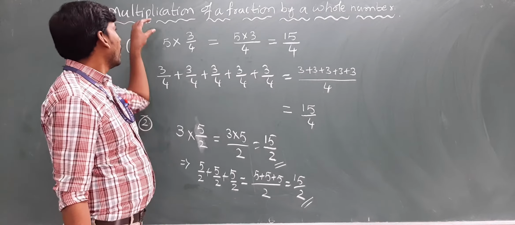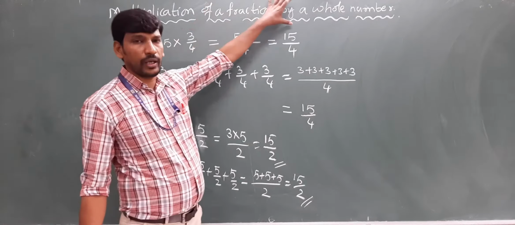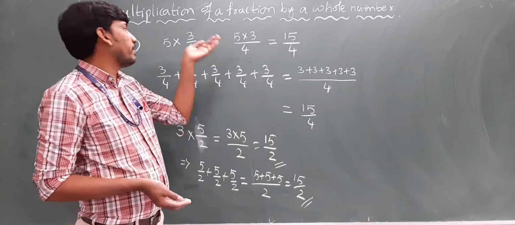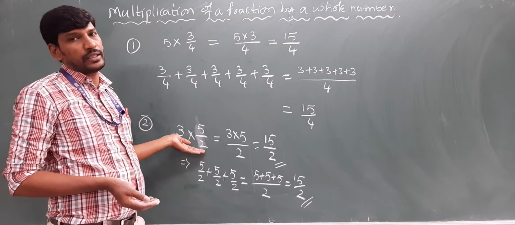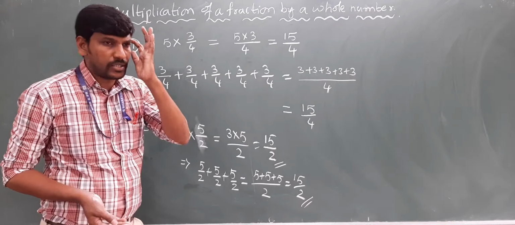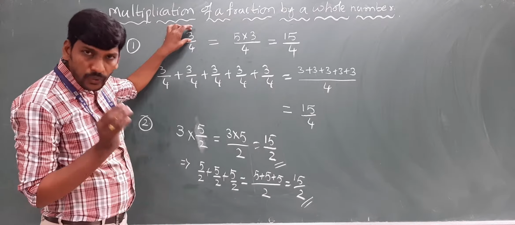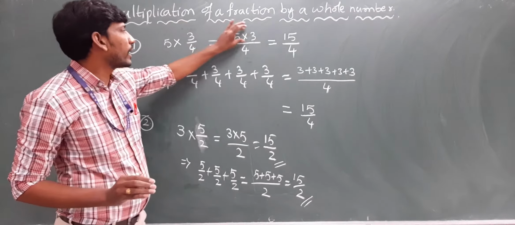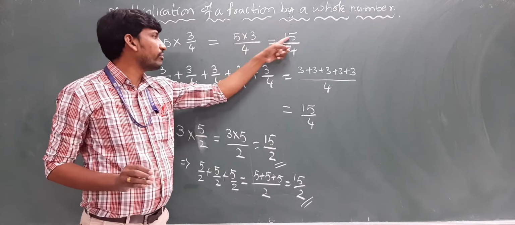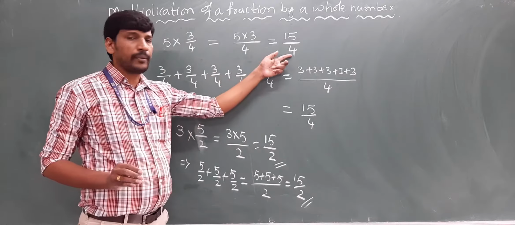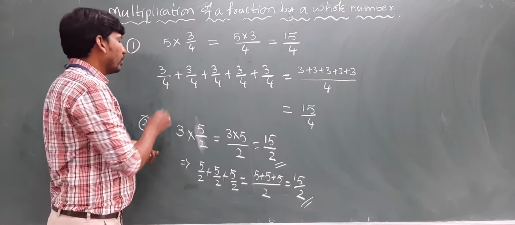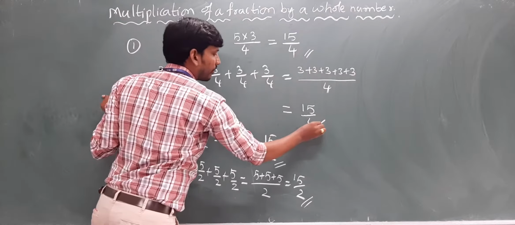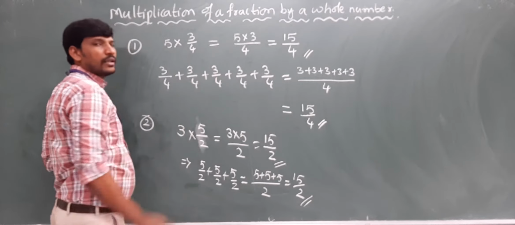See once again, multiplication of a fraction by a whole number. How to multiply a whole number with a fraction? It may be a proper or improper fraction. You just keep it in mind always: whole number into numerator only. You just multiply the whole number into the numerator, and you will get the answer. 5 3s are 15. The denominator is the same. Even by adding you will get the same answer. See here, 15 by 4. So this is easier than adding.